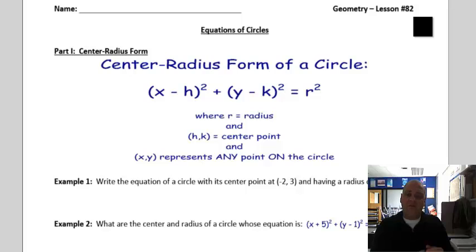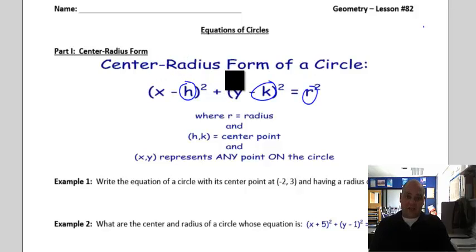So first we have what's called the center radius form of a circle. This is what we want our circle equation to look like. We want it to be in this form you see right here: (x - h)² + (y - k)² = r². h and k will be a number, so it might be (x - 3)² + (y - 2)², whatever. And r will also be a number.